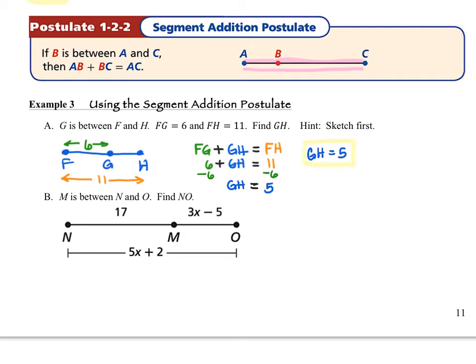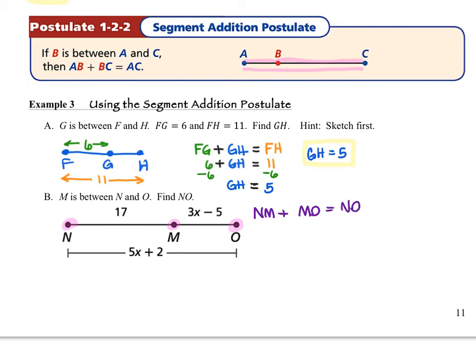In part B, we see that point M is between points N and O, and we've got algebraic expressions for the length of the segment NO, the length of the segment NM, and the length of the segment MO. So once again, we're going to set it up using our segment addition postulate. We start out with our geometric notation. So the distance from N to M plus the distance from M to O is going to be equal to the distance from N to O.